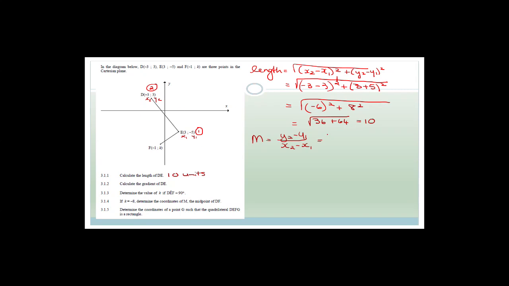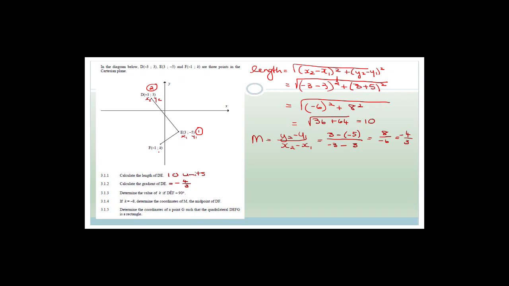So this is going to be 3 minus minus 5, all over x2, which is minus 3, minus 3. 3 minus minus 5 is 3 plus 5, which is 8, over negative 6, which is going to be negative 4 over 3. So that is the gradient. It's equal to minus 4 over 3.